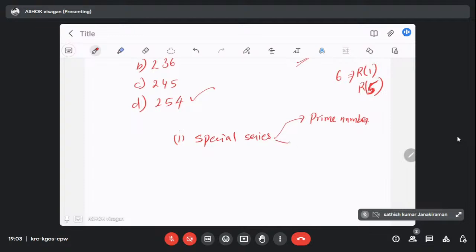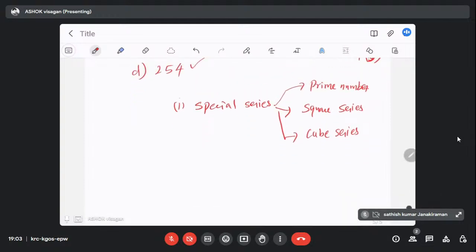The second one, you can check whether the numbers belong to a square series. Based on square numbers, they may form a question. Third one, they may form a question based on the cube series. So for example, I will give you one question from the square series just to find the answer for that.